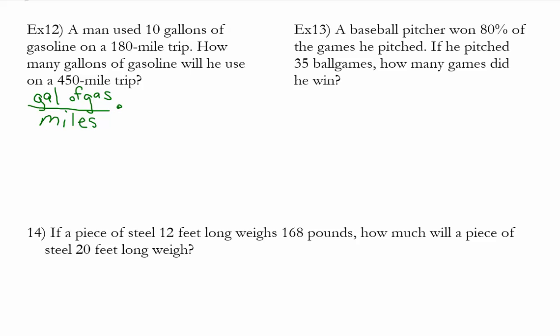So now we just set up our proportions. The first one was that we used 10 gallons to attain a distance of 180 miles. And notice I left this little gap. Remember from the last problem, that's where we're going to do our multiplying by the denominators. So right here, we're asked how many gallons it will take to go 450 miles. So we don't know how many gallons. That will be our variable over number of miles, 450.